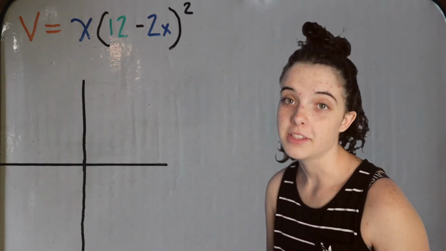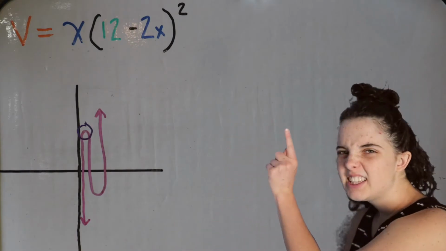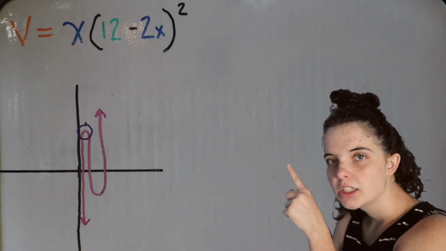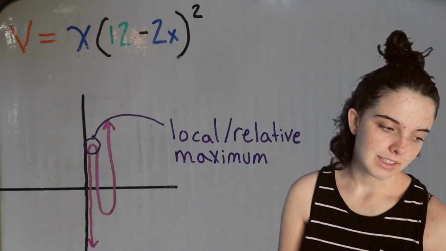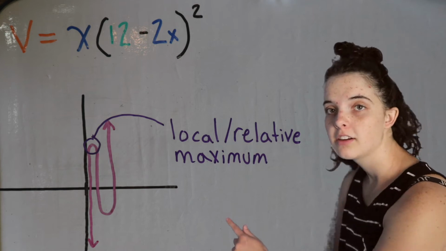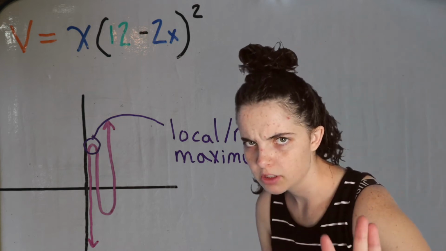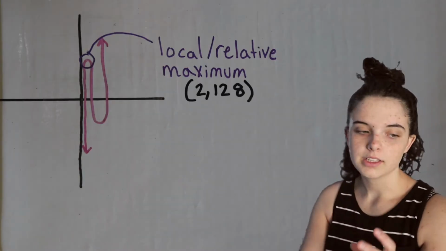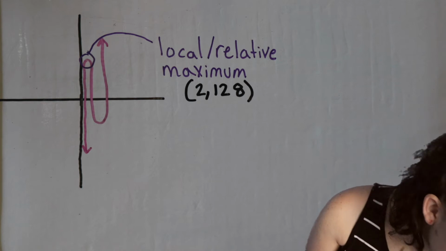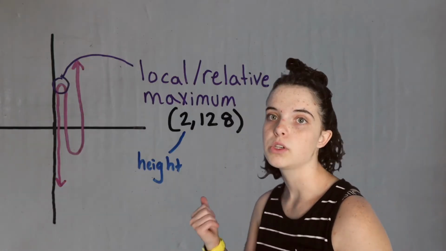I use Desmos, but I also drew it here for you. Then we look at the point right there. I circled it. That point is the local or relative maximum. The one down here is the relative or local minimum, but that's not important. We don't need to know that for this problem. At that local maximum, the point is (2, 128). So 2 is the height and 128 is the volume.